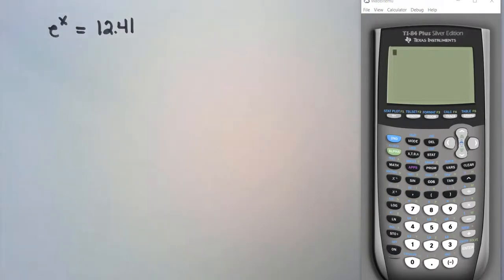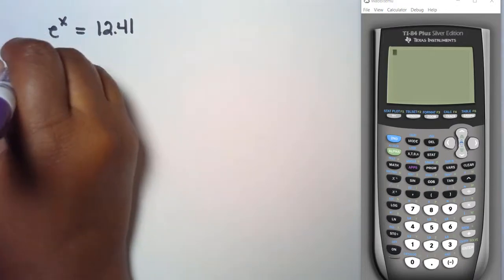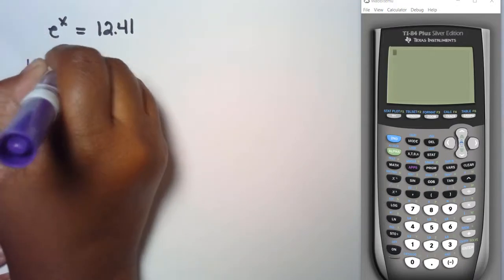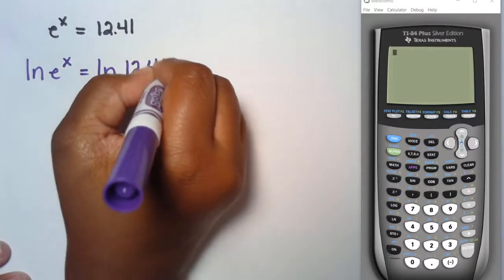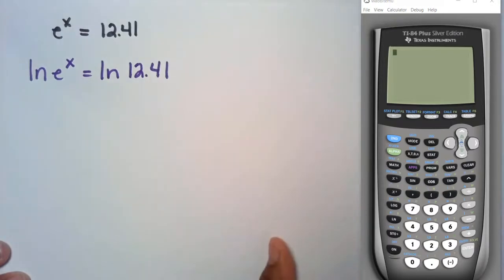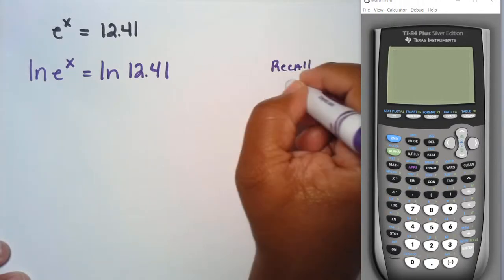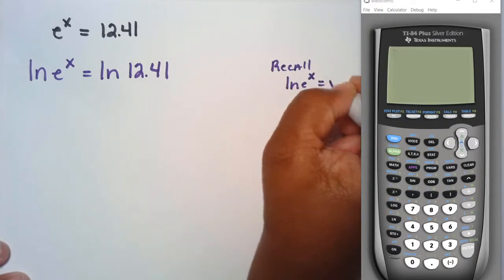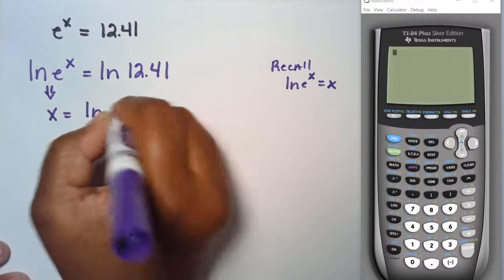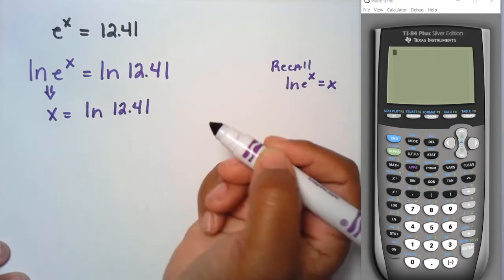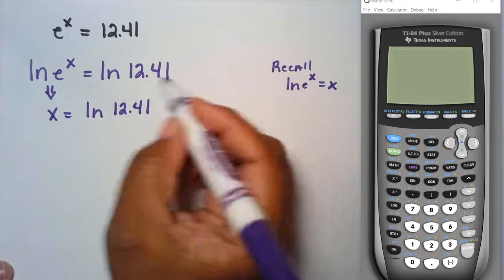So what we're going to do, when I say take the natural log, meaning we're going to write ln on both sides. So we have ln of e to the x power equals ln of 12.41. Take the natural log to both sides. Now, recall that ln of e to the x is equal to x. So we have x is equal to ln of 12.41. So now we just express this as a natural log. This is our solution. This is part A.